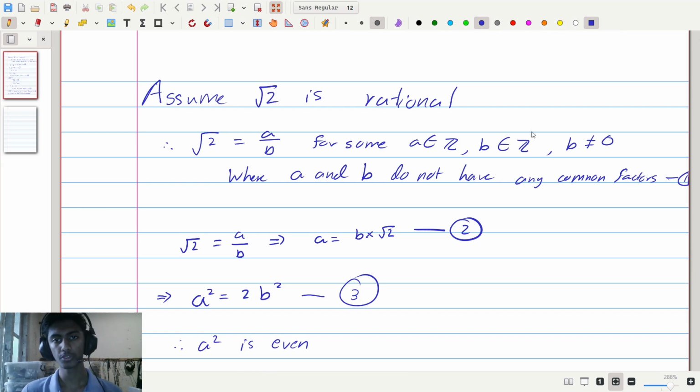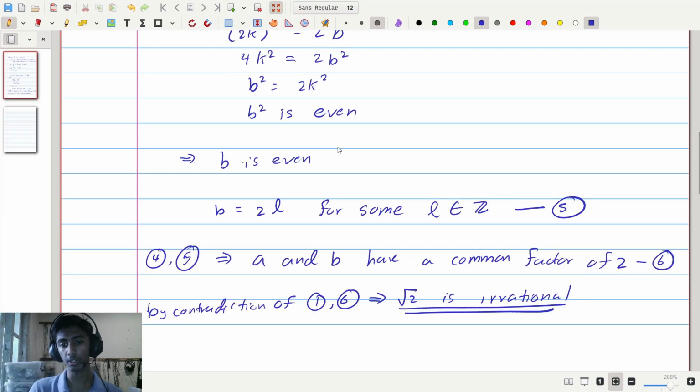Hence proven. So there. This is one of the simplest methods to prove that root 2 is irrational.